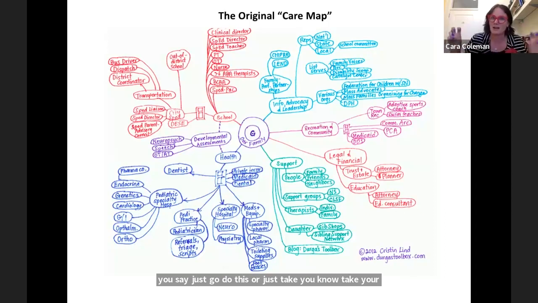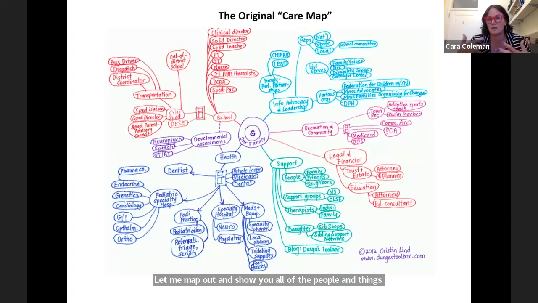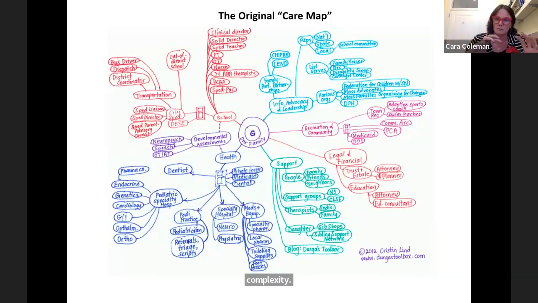But it's not a "just." Let me map out and show you all of the people and things and activities that are required to have this kiddo, A, be alive, B, navigate through the world, and C, really have a rich life. The beauty of care maps is that they can map out medical complexity, but also the social complexity, and begin to give a picture of the whole child and the whole life.